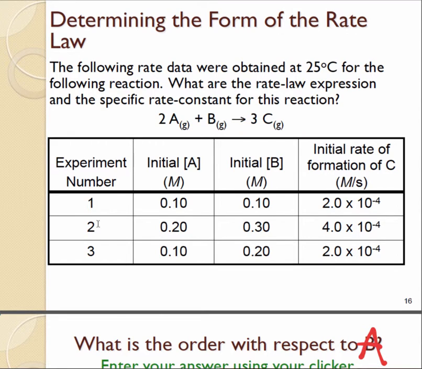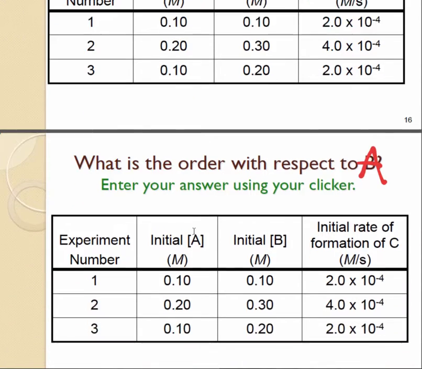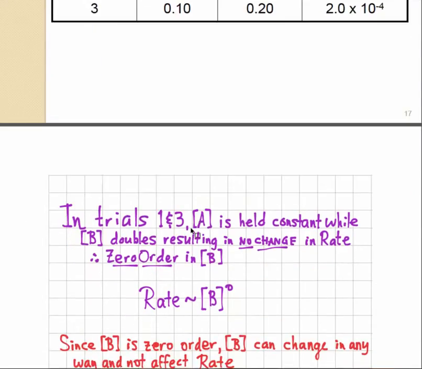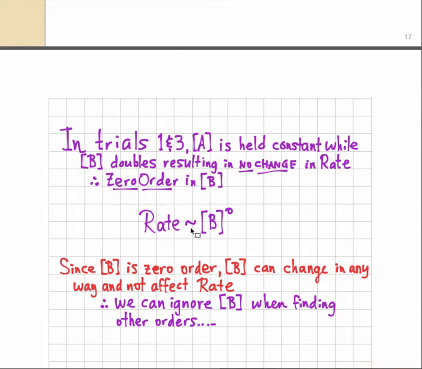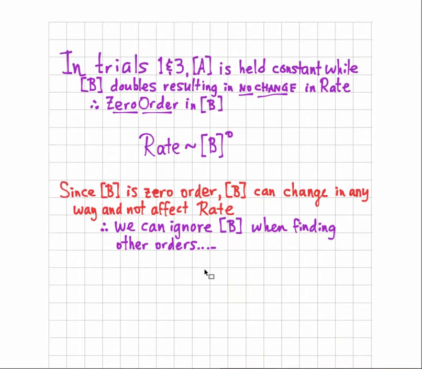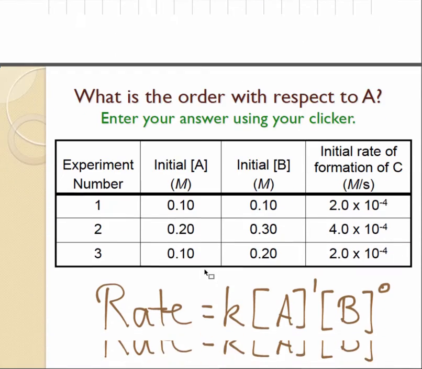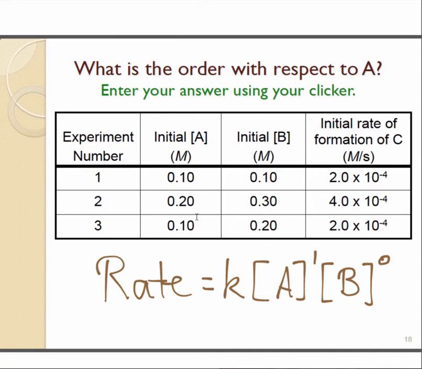Looking at experiments 1 and 2 then, I see A goes from 0.1 to 0.2. That's a doubling in A. Does the rate of the reaction also double from 2 to 4? And the answer is yes. So therefore it's first order in A. So here's what I wrote. I just wrote down what I said earlier. In trials 1 and 3, A is held constant while B doubles, resulting in no change in the rate, so it's zero order in B. So I can basically ignore B in the rest of my thinking and logic and conclusion. And I already decided it was first order in A, because if I go from 0.1 to 0.2, that's doubling the concentration, I double the rate, so therefore it's to the first power.